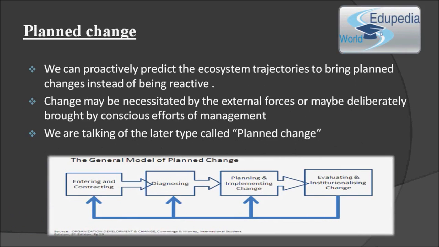Now, what is a planned change? What is a planned change and what is an unplanned change? You know, if the change is necessitated by external forces, then we are forced to change in a crisis. It is not a planned change. But when we are deliberately bringing the change by conscious effort, it is a planned change. So we can proactively predict the ecosystem trajectories to bring a planned change instead of being reactive. This is what it is. Life is moving like that only. So we are more talking of the planned change here.